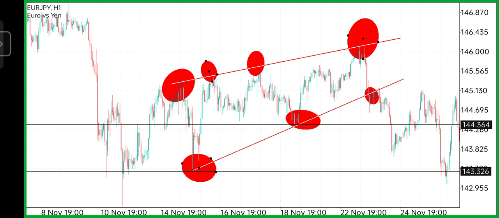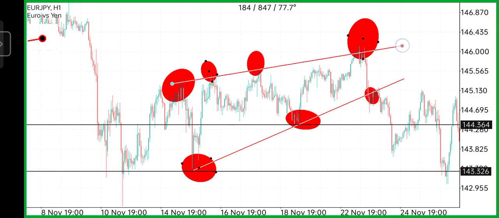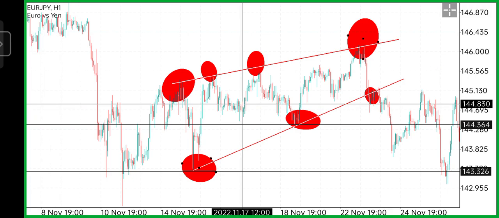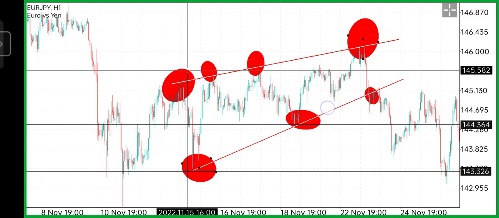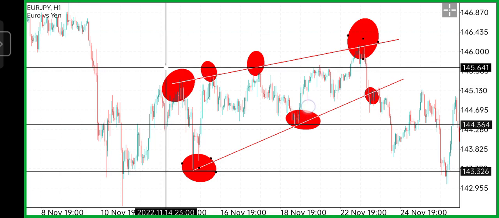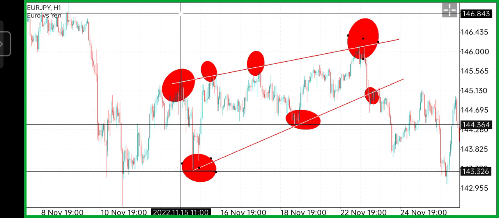Because look at where they are. They are literally reversing. They're actually rejecting the sell price, so to say. So it rejected this 145, 443, 433. This one it actually rejected the 636, and then this one it rejected the 146086, and it sold off. So this is where you sell.